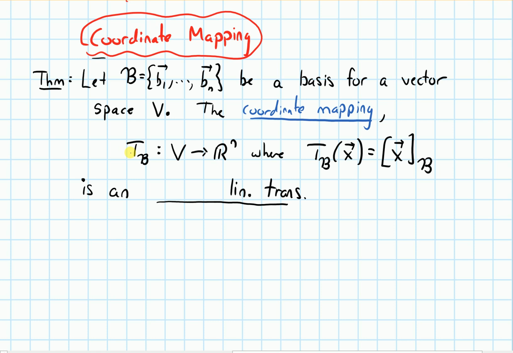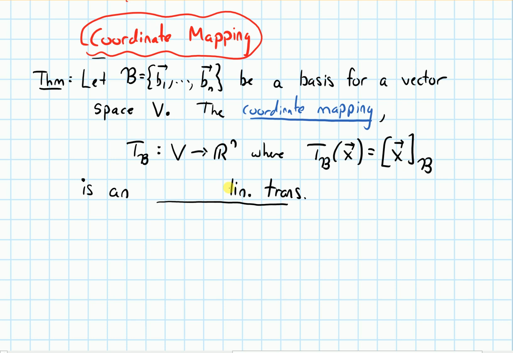The way I'm going to notate it is I'll write T subscript B for my basis. This is a function where the inputs are vectors in V, in my vector space, and the outputs are going to be things in Rn. So the coordinate mapping takes things in my vector space and outputs vectors in Rn. What it does is it inputs a vector x that's in my vector space, and it outputs the coordinate vector. And like we saw last time, the coordinate vector is going to be something that's in Rn.